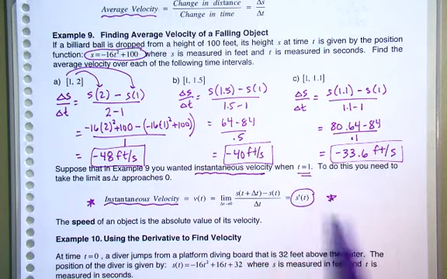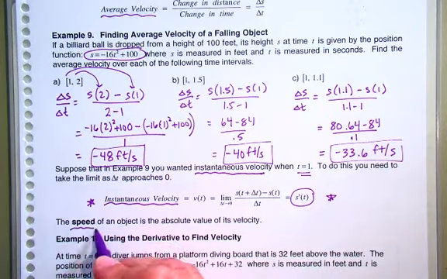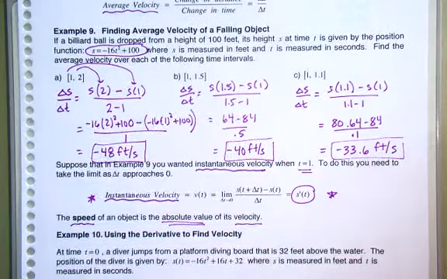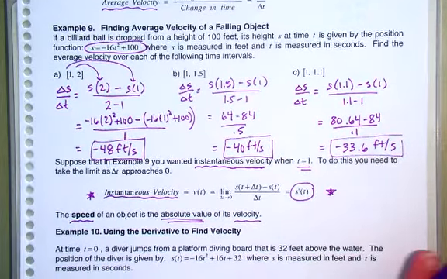Definition here: speed is the absolute value of velocity. So if you ever have a question involving speed, just take the absolute value and it would always be positive.